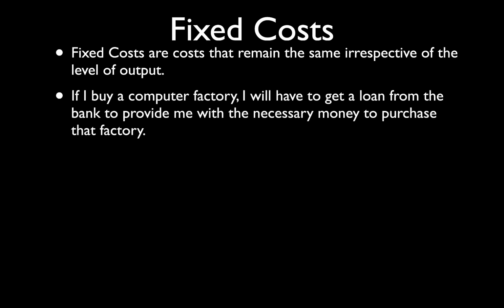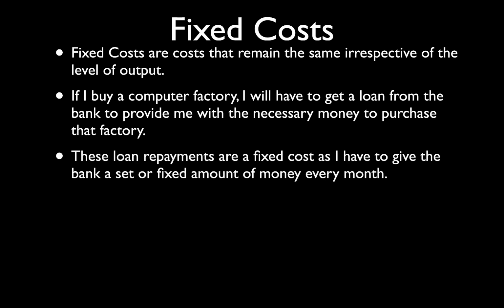So let's have a quick example here. If I buy a computer factory, I'll have to get a loan from the bank to provide me with the necessary money to purchase that factory. These loan repayments are a fixed cost, as I have to give the bank a set or fixed amount of money every month. Now, potentially you're studying business management or something like that, and you may intelligently and correctly say, well, hold on a second, John.